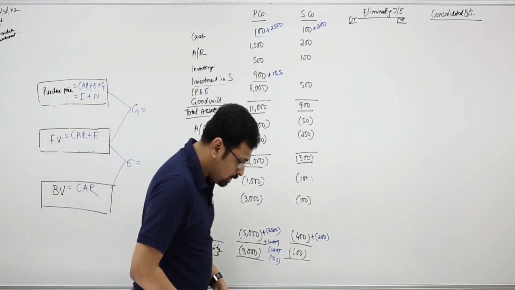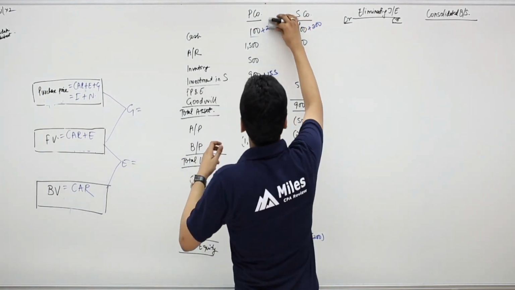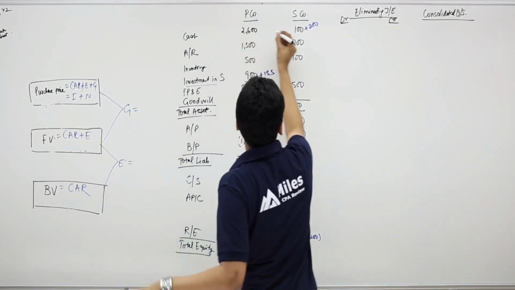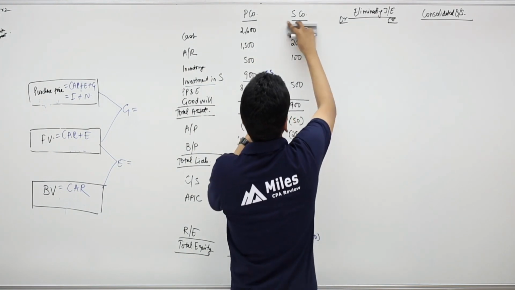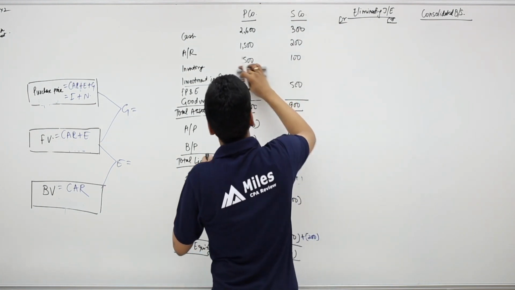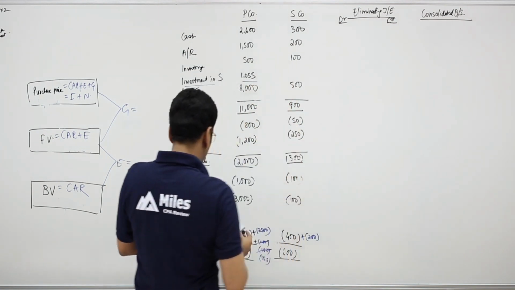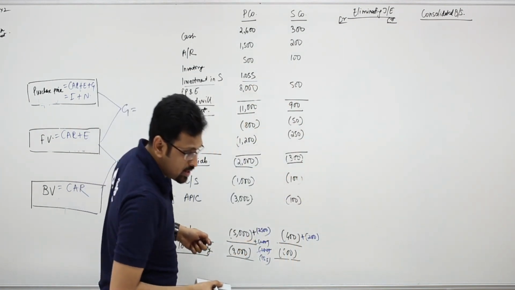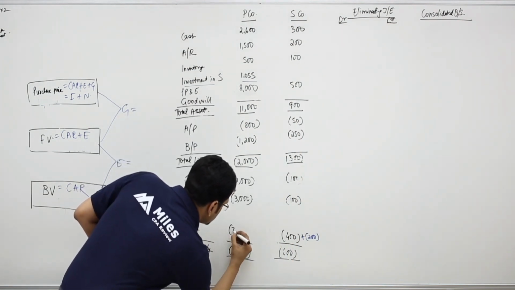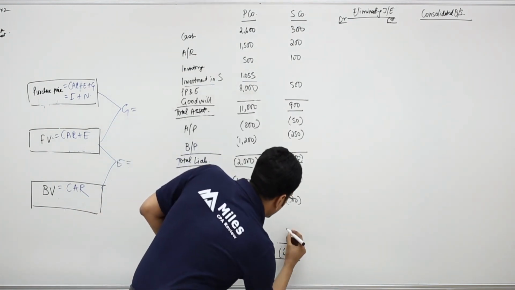So let me clean up and put new numbers in place here. I'm back. So this one becomes 2,600, cash 2,600, cash for the subsidiary becomes $300. Investment becomes 1,055. Retained earnings of the parent becomes 7,655. And retained earnings of the subsidiary becomes $600.